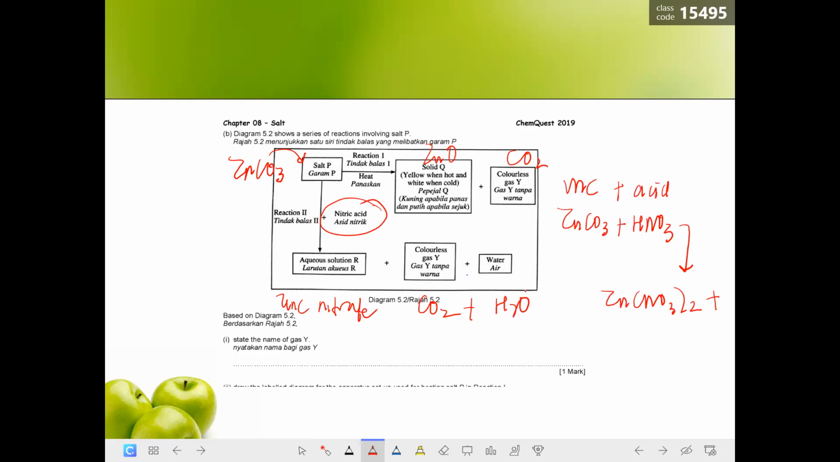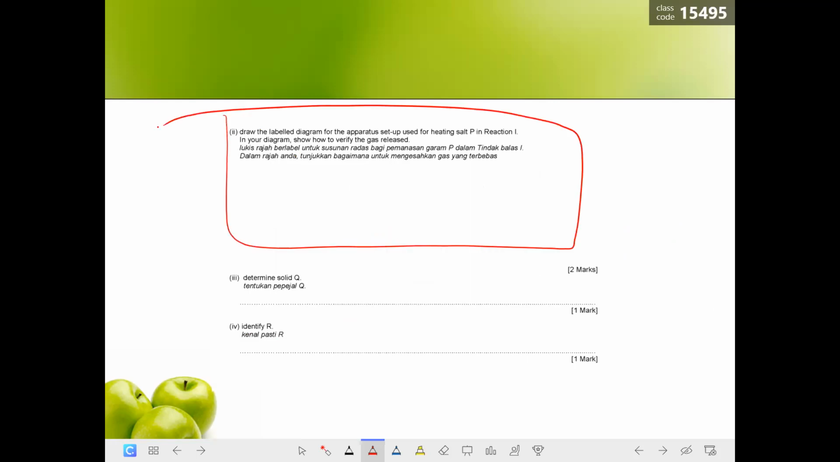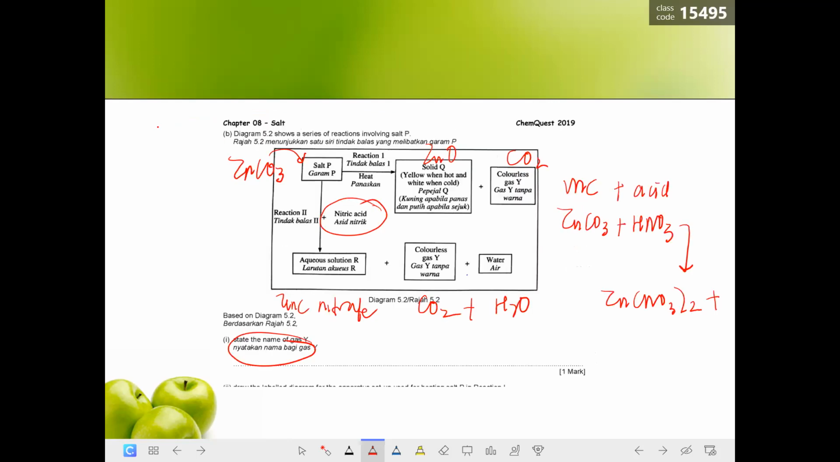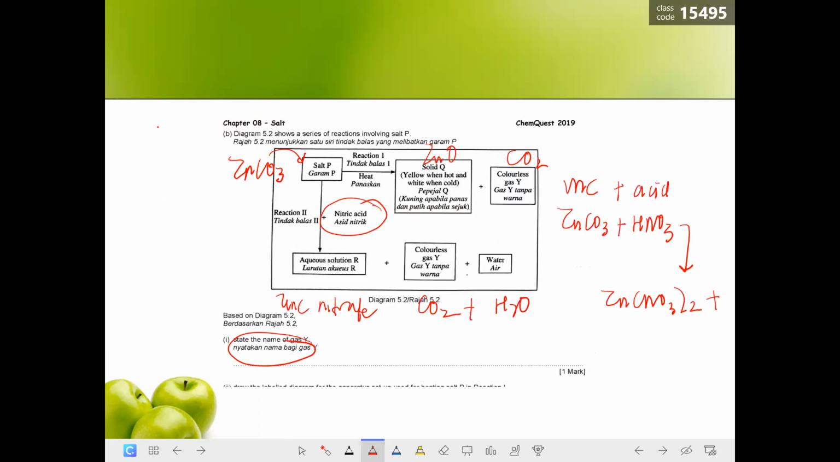So, you see, before you attempt the question, everything you write down here. Okay, so state the name for gas Y. You all already did carbon dioxide. So when they ask you to draw the label diagram, you can draw like the one teacher gave you just now. No need to waste time. Solid Q also, you're very smart. You all already told me zinc oxide. What is my R? R also, you all told me zinc nitrate. See, all the questions already you answered for this SPM question.